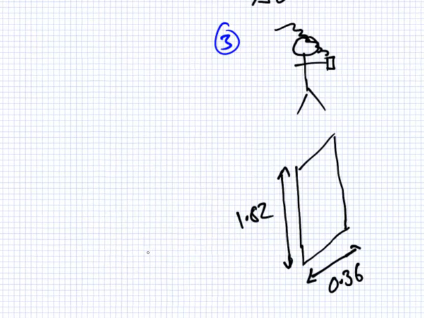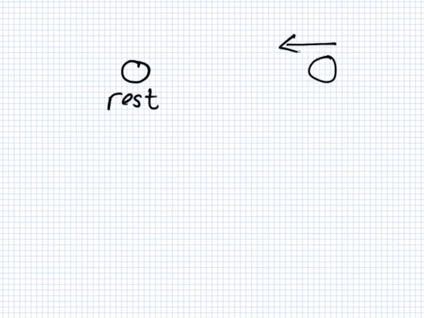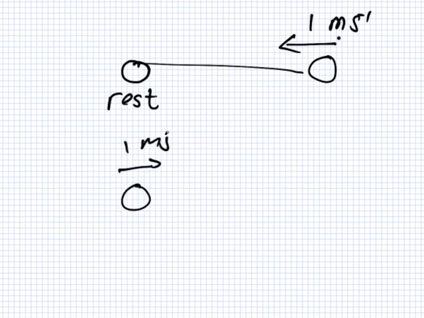So let me just go to the side here. If you look here for a moment, please. This is at rest, and this one is moving towards it at 1 meter per second. So when this hits it, it feels like 1 meter per second. But what happens if this was moving at 1 meter per second and this was at rest? Well, it still feels like this hits you at 1 meter per second. Do you get the idea I'm trying to get here?